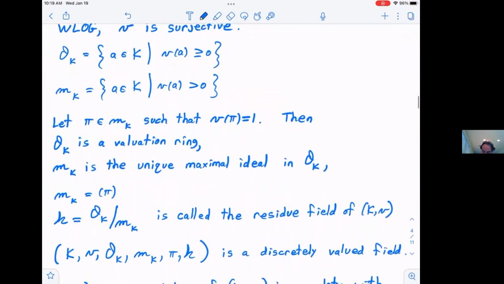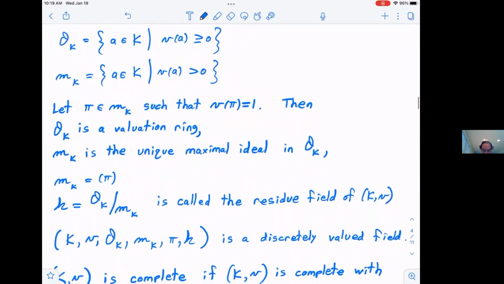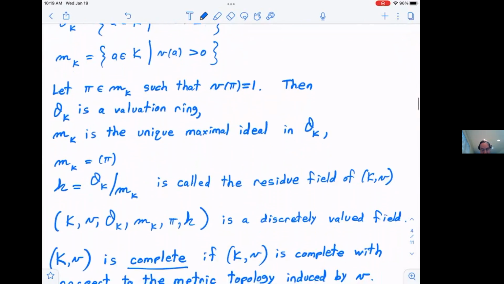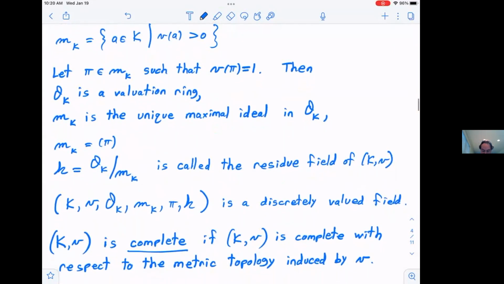So this is a discretely valued field, and we'll say that this is a complete discretely valued field if the field is complete with respect to the metric topology induced by the valuation. I'm not going to define the metric topology, we don't need it. I'm just saying there is one, and it's complete if it's complete with respect to that metric topology.